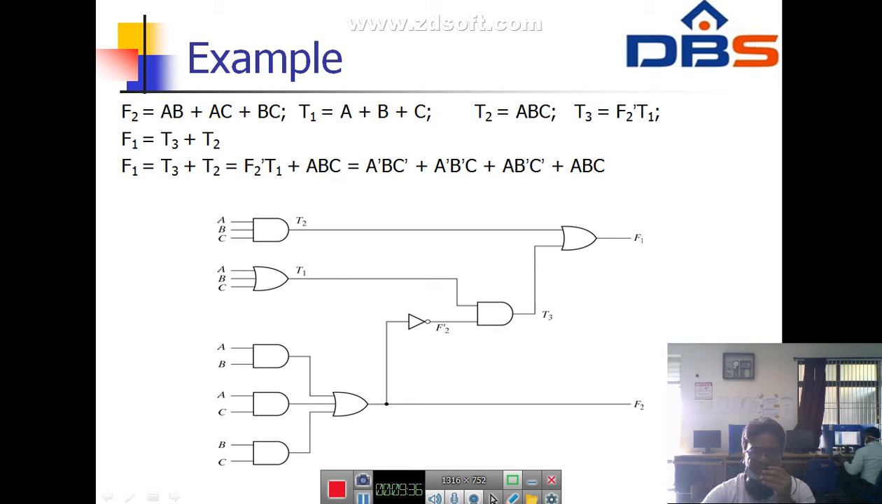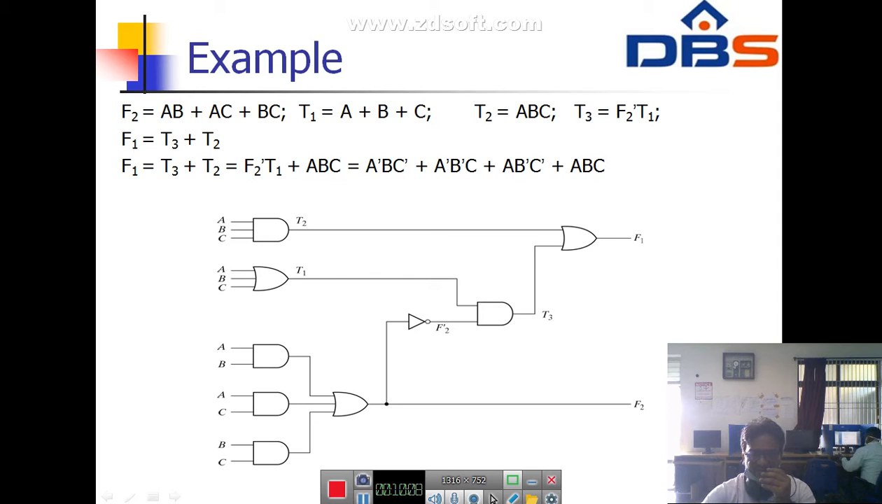Finally, this is nothing but A bar B plus AB plus C. The resultant is A bar B C bar, plus A bar B bar C, plus A B bar C bar, plus A B C. So whenever we are observing the output of F1, we get T2 plus T1.